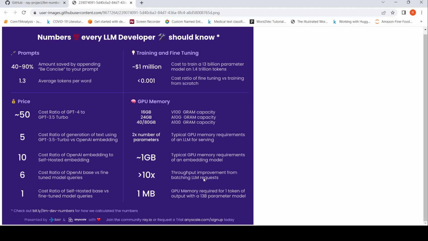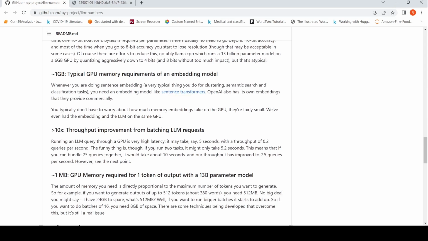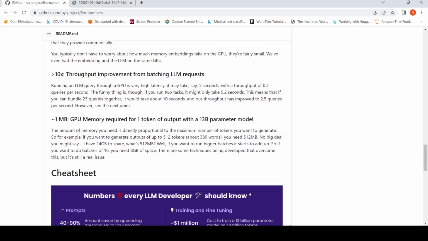Next, the throughput improvement from batching LLM requests. Requests to the GPU have very high latency when running an LLM query. It may take 5 seconds with a throughput of 0.2 queries per second. If you run 2 tasks, it might only take 5.2 seconds. That means if you can bundle 25 queries together, it would take about 10 seconds and your throughput improves. But it again depends on the amount of GPU memory required per token, the batch size basically.